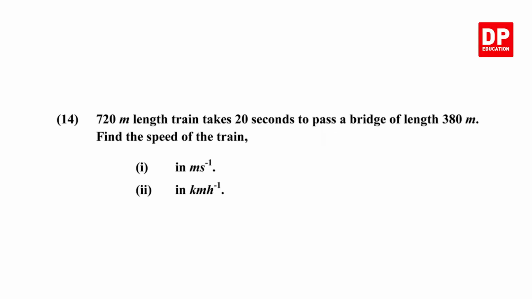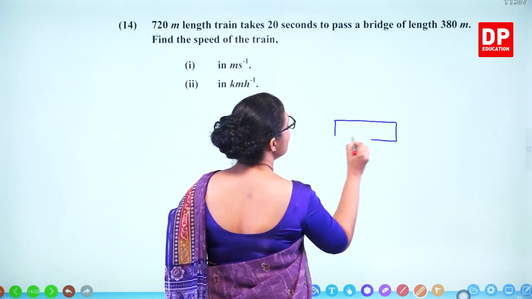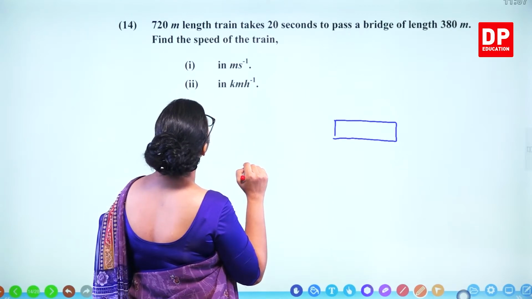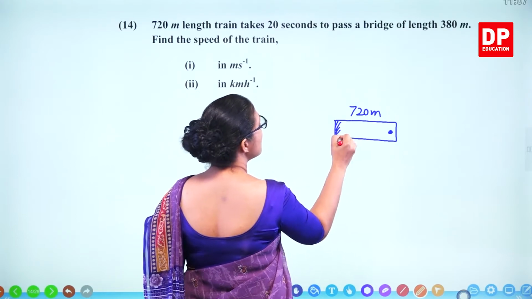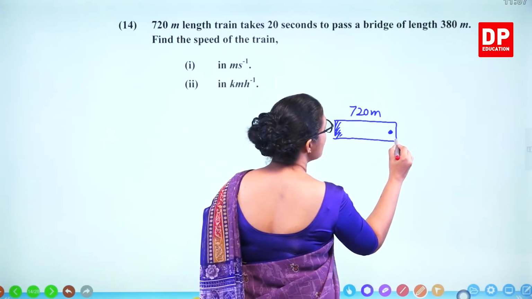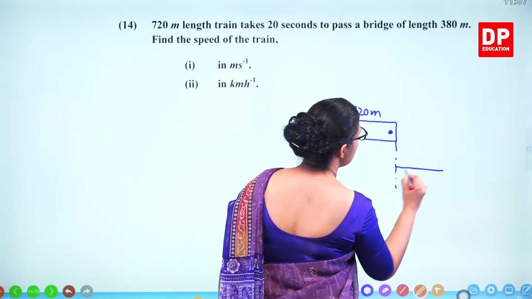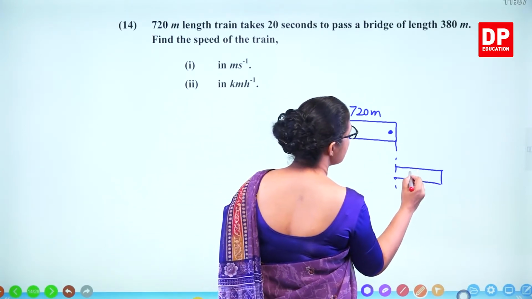Question number 14. A 720 meter length train takes 20 seconds to pass a bridge of length 380 meters. Find the speed of the train. So when you draw the diagram, if this is the length of the train, 720 meters, this is the front and this is the back of the train. It passes the bridge. What's the length of the bridge? It says 380 meters.